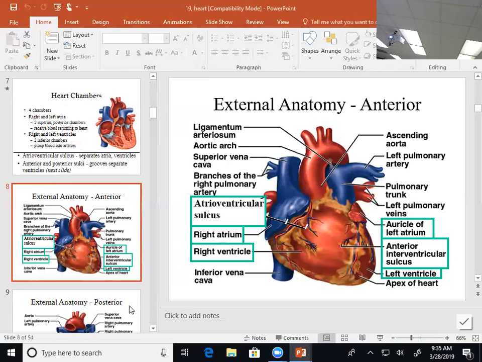Doesn't the epicardium and the myocardium and the endocardium, don't they need blood supply too? How does the heart get blood supply?